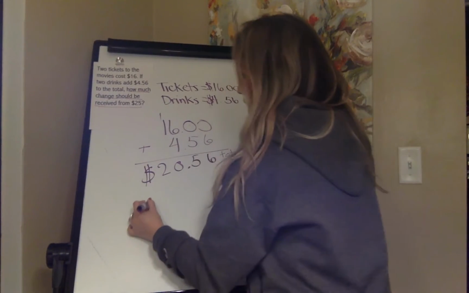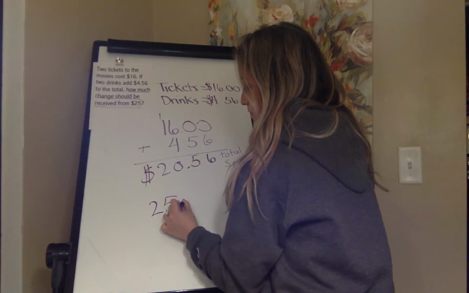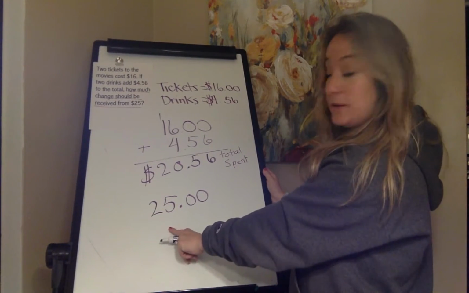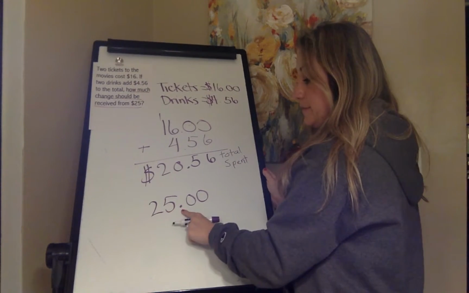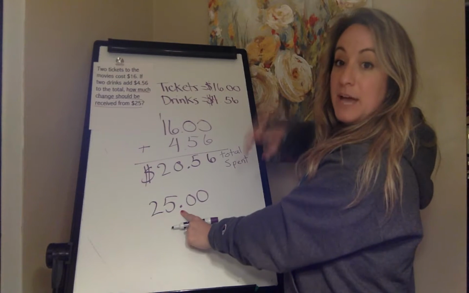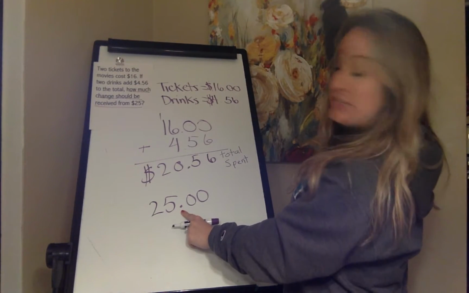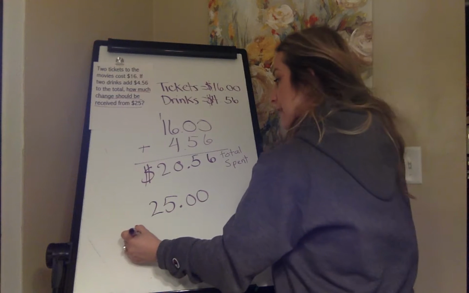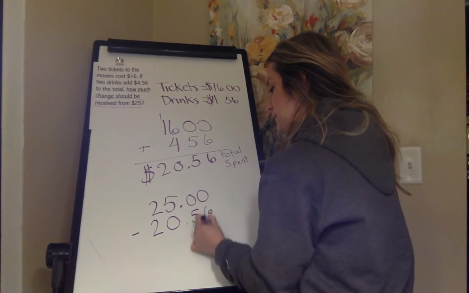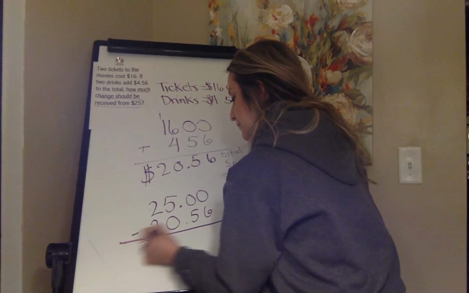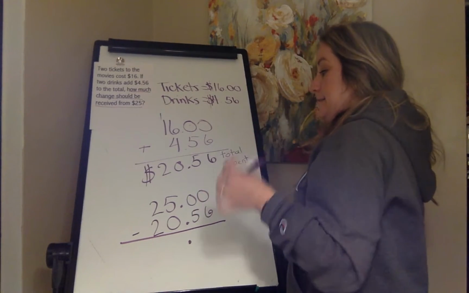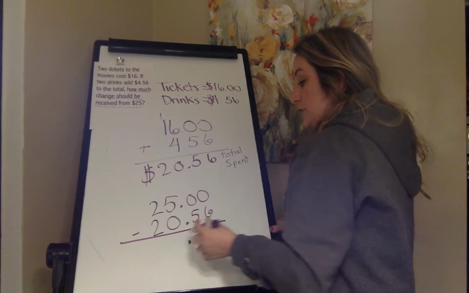So we have to do $25. Now notice what I'm doing here. I'm not just writing 25. I'm writing 25 like it's money. So 25.00. Remember, any whole number has a decimal after it. Everything after it is just 0. So I'm going to do 25 minus 20.56. Okay? Same thing as before with the decimal points. I'm moving them down. Same thing as before with the subtraction across zeros.